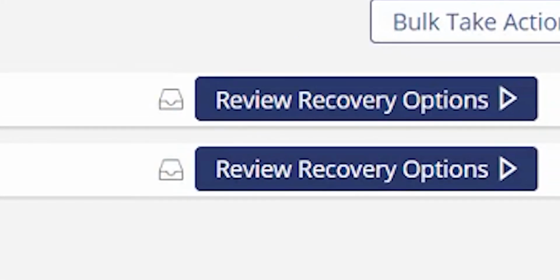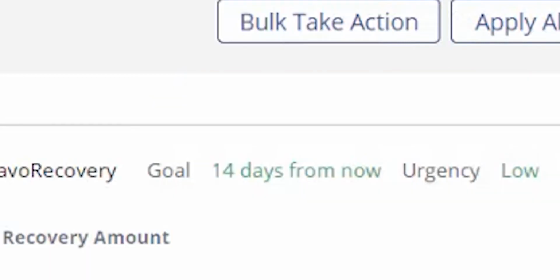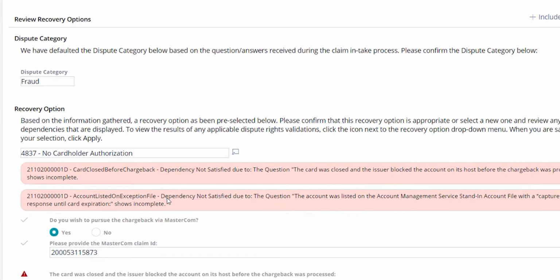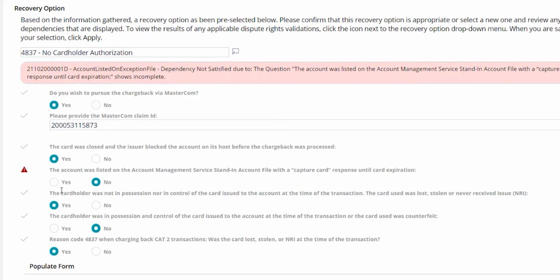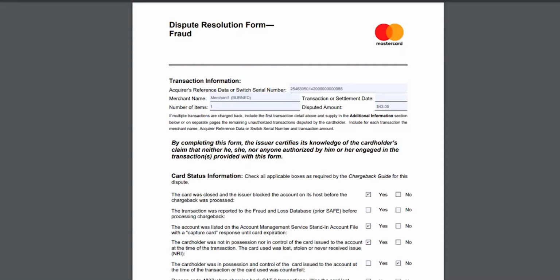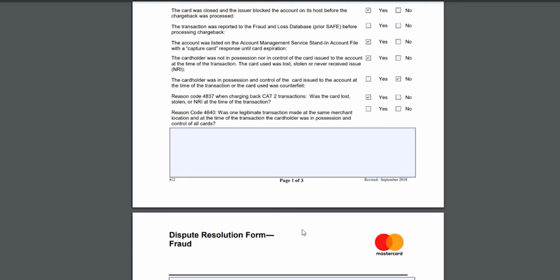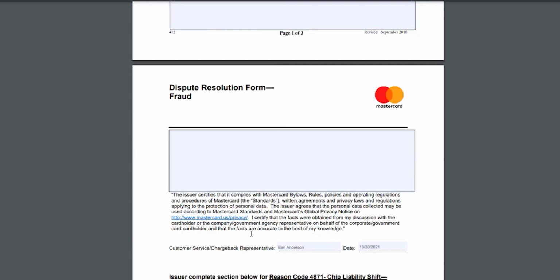If we did want to review the recovery options available to the investigators, we can simply click on the Review Recovery Options, and that will allow us to see the recovery information that has been pre-filled for us based on the information we've collected so far in the claim. QFD will also highlight what, if any, items are missing from the recovery flow to ensure that we are processing chargebacks correctly the first time, every time. For MasterCard claims specifically, QFD will also create the dispute resolution form required for each chargeback. It will automatically attach the form to the chargeback as well as store it in the attachments section in QFD.